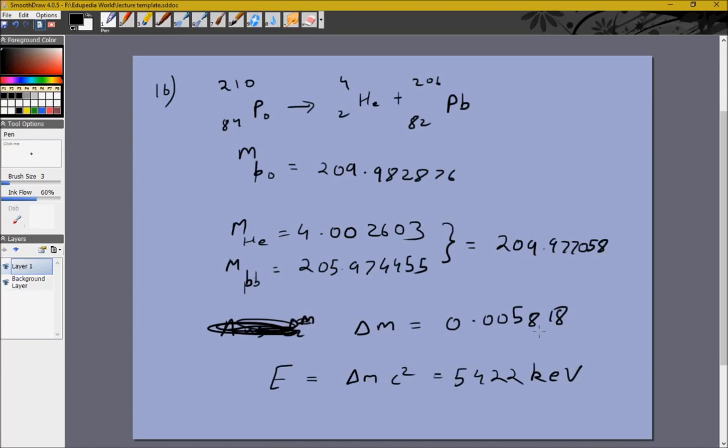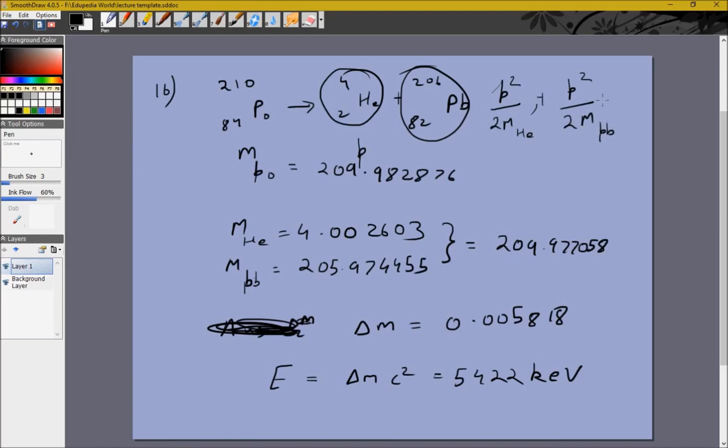Now this is not the final answer, right? This is where some people might make a mistake. This is the total energy given, right? That means this is the kinetic energy of helium plus the kinetic energy of this term. Both of them have a kinetic energy, but both of them will have the same momentum because of momentum conservation, right? So the momentum for both of them, let's call it P. Then the kinetic energy for this will be P square by 2m_He, and this will be P square by 2m_Pb.